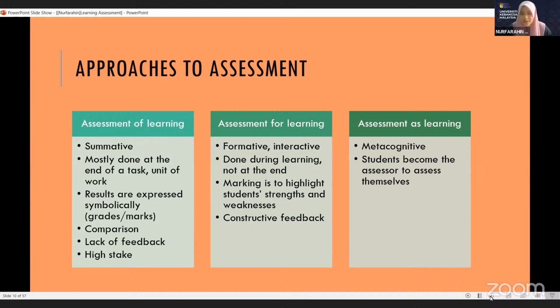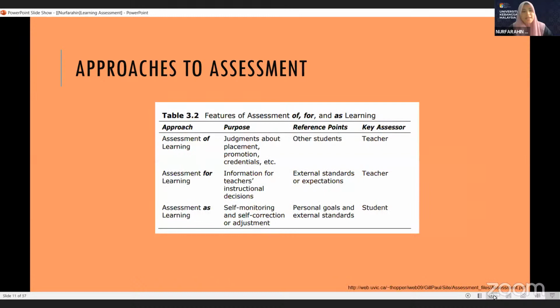Now let's look at the next slide. Okay, so approaches to assessment. Again, we have the three approaches: assessment of, assessment for, and assessment as. So they have different purposes. So the first, assessment of learning, is to judge about placement, promotion, and credentials.